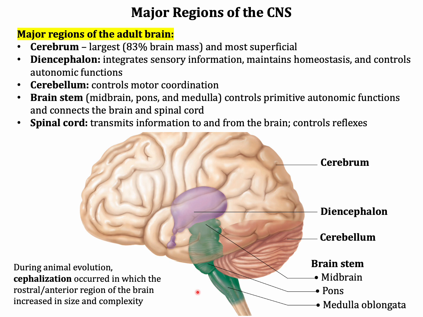The spinal cord itself is really just a big electrical cord that transmits information to and from the brain, and also is a major reflex center, which we'll talk more about reflexes in chapter 13.